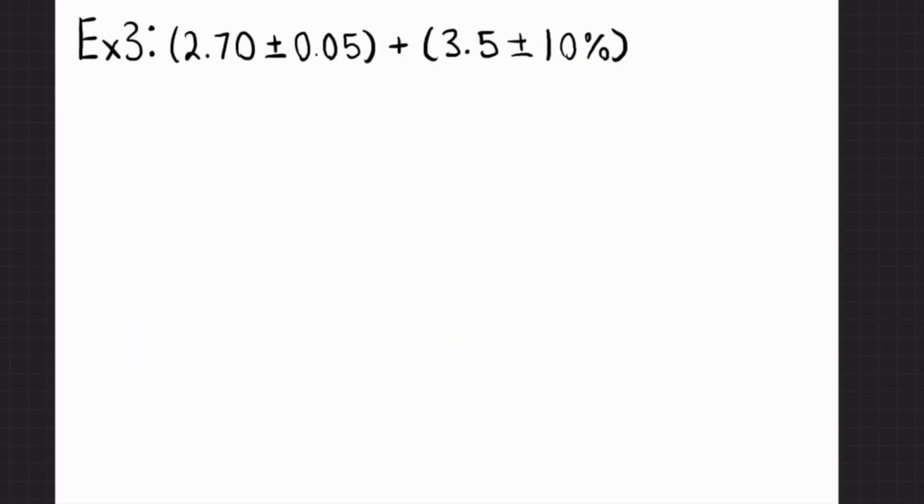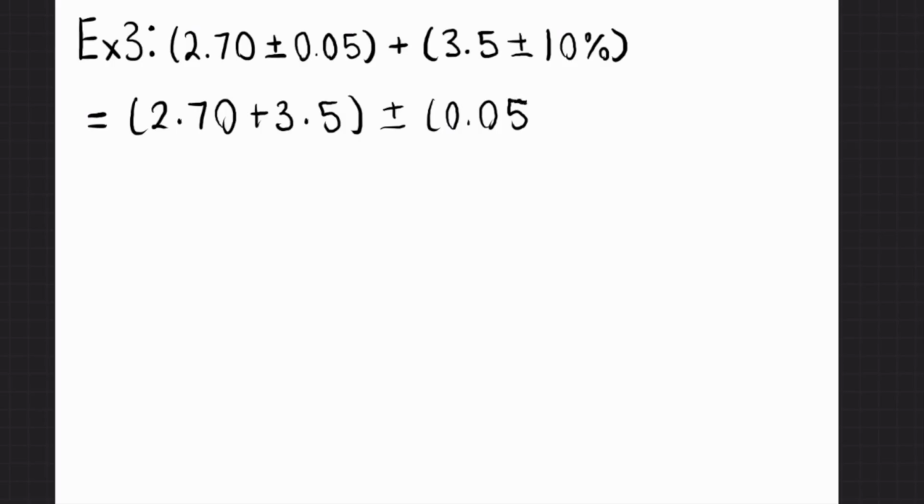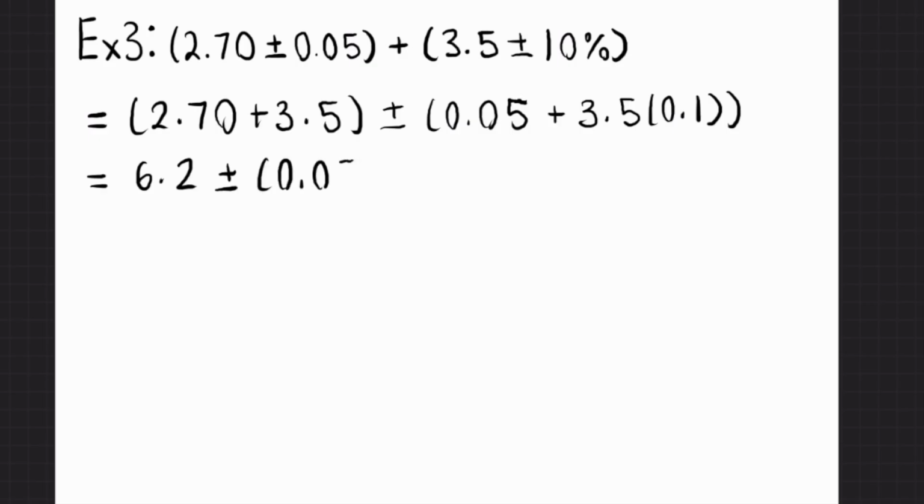So let's look at our third example. In our third example, we have 2.7 plus or minus 0.05 plus 3.5 plus or minus 10%. Notice now that this is a percentage, so we need to convert this into an absolute uncertainty. So that's 2.7 plus 3.5 plus or minus 0.05. And because we need to convert this to an absolute uncertainty, this would be 3.5 multiplied by 0.1 because this is 10%. And that would be 6.2 plus or minus 0.4.